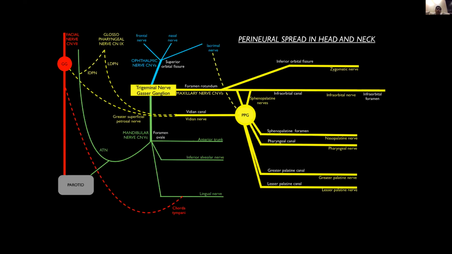Again, we have to remember the Vidian nerve, which runs through the Vidian canal close to the pterygopalatine fossa and forms a connection between the glossopharyngeal nerve and the maxillary division of the trigeminal. So there is a connection of the lingual nerve with the seventh nerve through the chorda tympani, and there is a connection of the ninth nerve with the fifth nerve through the Vidian nerve, that is the nerve of the Vidian canal.